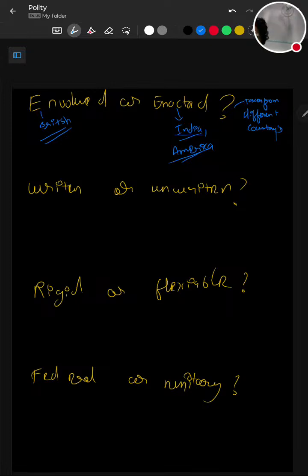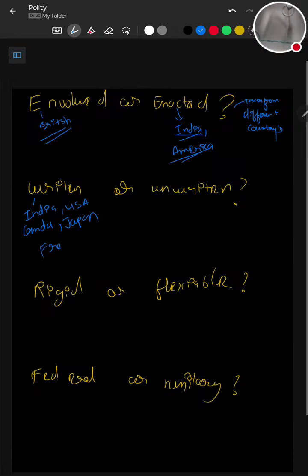Now, written and unwritten. As you can see, I'm writing every article here, and this many articles, if unwritten, would be very complicated to understand, right? So, examples of a written constitution are India, USA, Canada, Japan, and France. Unwritten would be New Zealand, Israel and the UK.